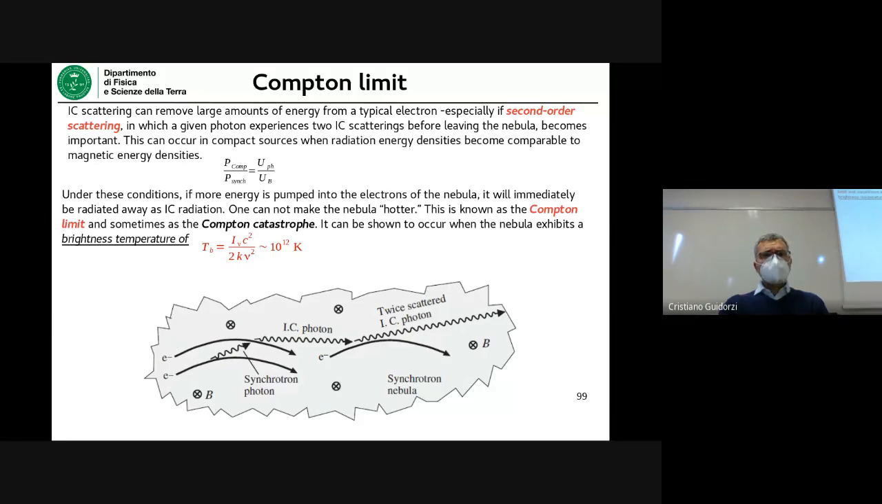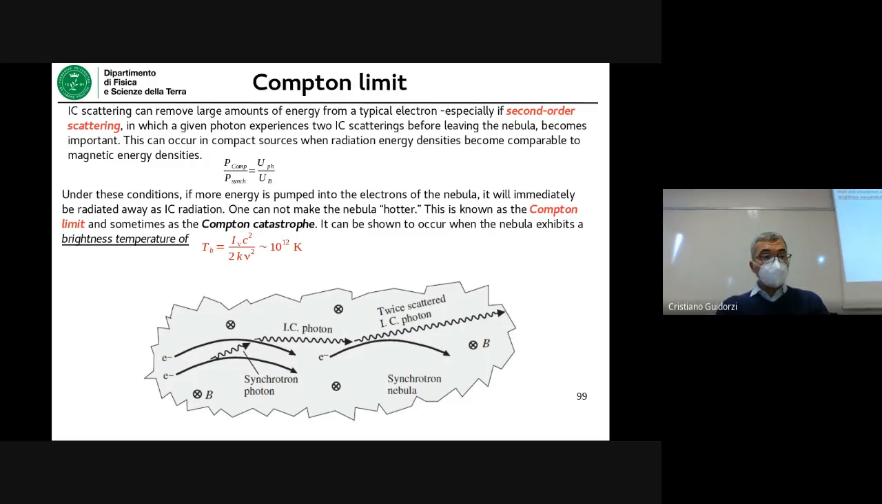I'll get back to this. So for this course, it's enough that you remember that there is a limit which is matched when the two powers become comparable. In that case, you cannot go beyond the corresponding brightness temperature of 10 to 12 Kelvin.